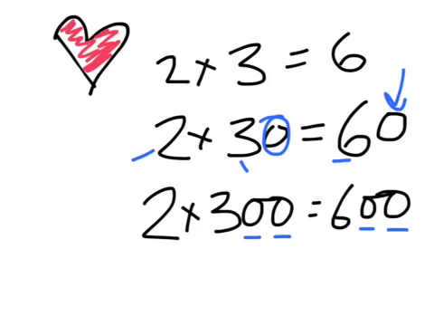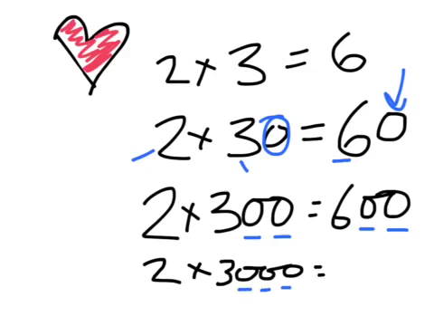If we had 2 times 3,000, well, then you've got 3 zeros, don't you? So there's going to be 3 zeros in the answer, which would be 6,000. Okay?